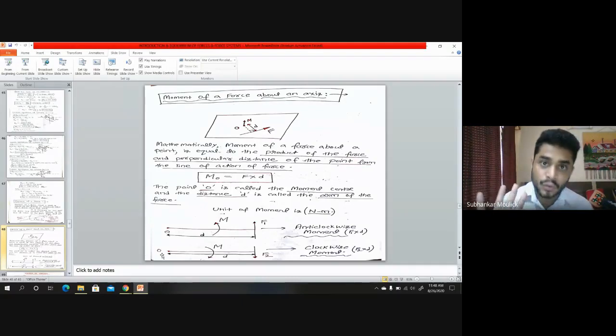Choice is up to you. If you are taking clockwise moment positive, you have to take anti-clockwise moment negative. If you are taking anti-clockwise moment positive, you have to take clockwise moment negative.